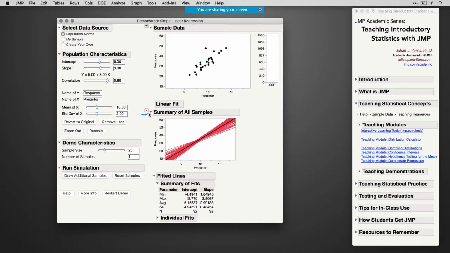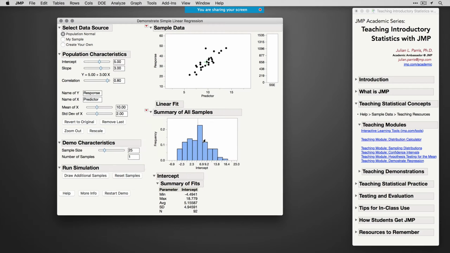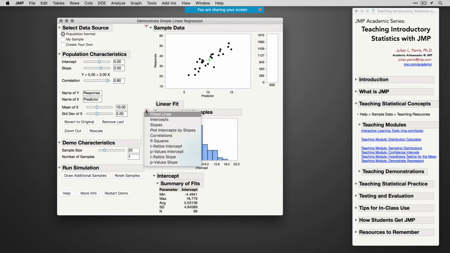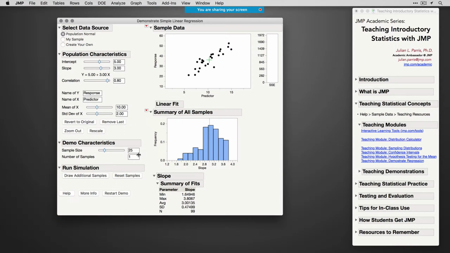Now the red triangle here, and again, if you're new to JMP, the red triangles are little menus that always let you do more things. Under here, you can actually turn on different things than just the population slope and the sample slopes. That is, we can actually look at the distribution of the intercepts. So what intercepts we estimated with each sample. We can look at the distribution of slopes. So this is the sampling distribution of the sample slopes.